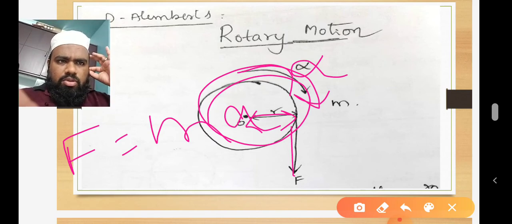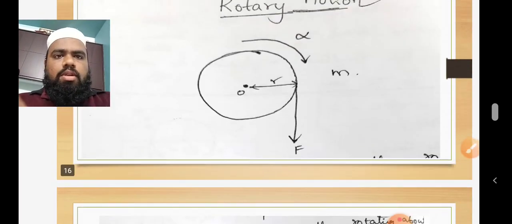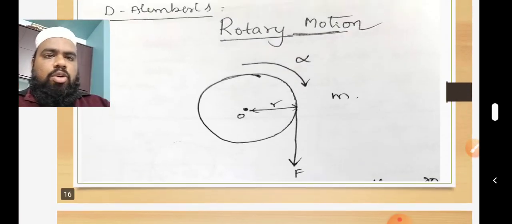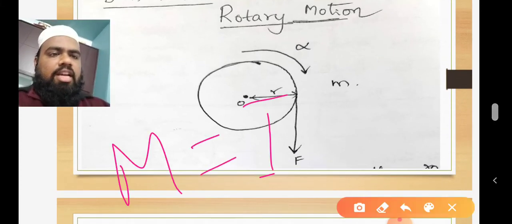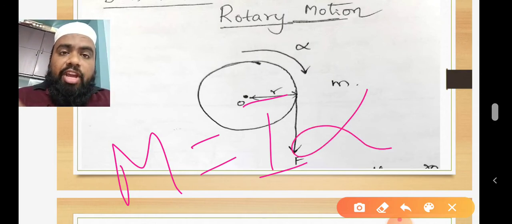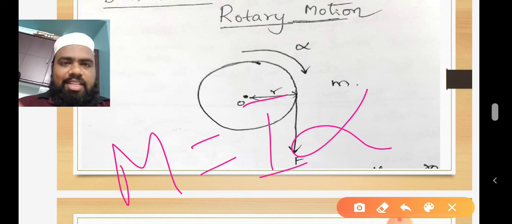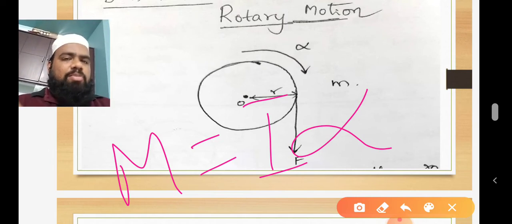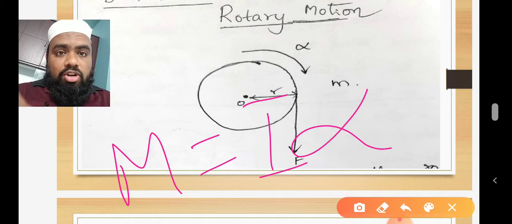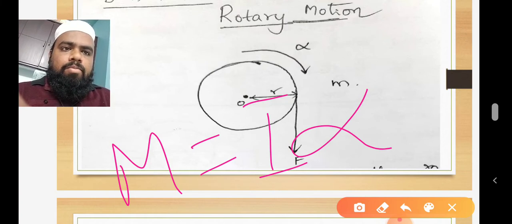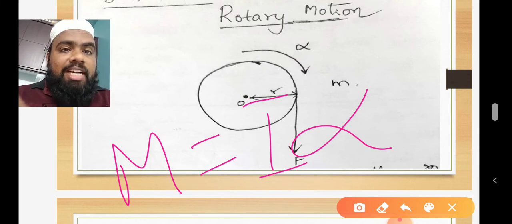So here for linear motion, F is equal to ma. And then for rotary, M is equal to I alpha. This is D'Alembert's principle. Whenever you hear the word D'Alembert principle, you should not remember only F is equal to ma. That is for linear motion. For rotary motion, if you want to apply the moment of inertia, the D'Alembert principle will be M is equal to I alpha, where M is moment. Rotation means moment.